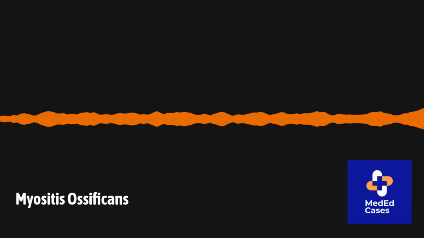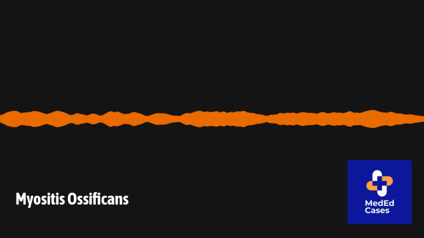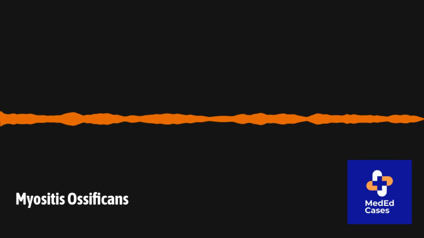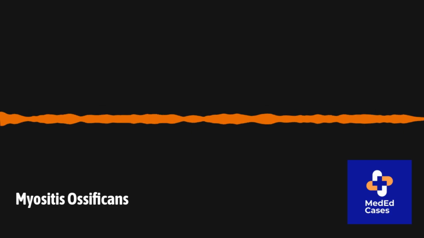Mm-hmm. And when it does show up, it has favorite spots. Large muscle groups, the quadriceps femoris, the big muscle on the front of your thigh, that's a really common one. Somewhere between 9 and 20% of significant quad injuries might actually lead to MO. 9 to 20%, that's quite high. It is. You also see it frequently in the brachialis muscle in the arm and the adductor muscles, the ones on the inside of your thigh.